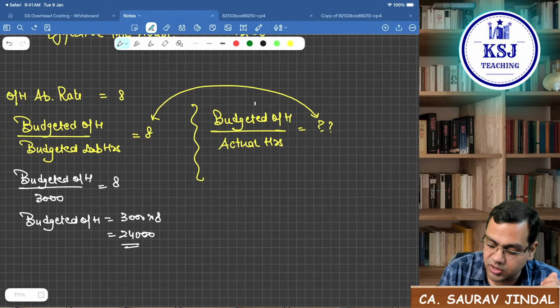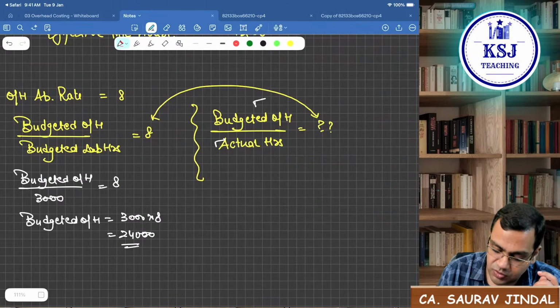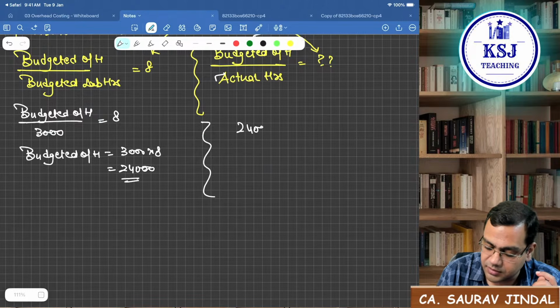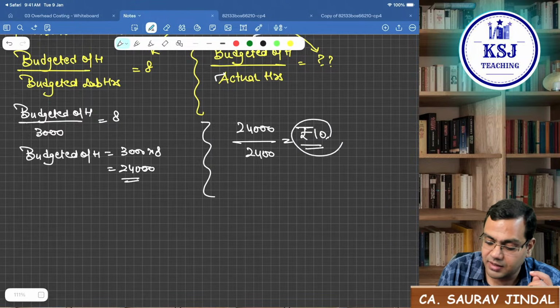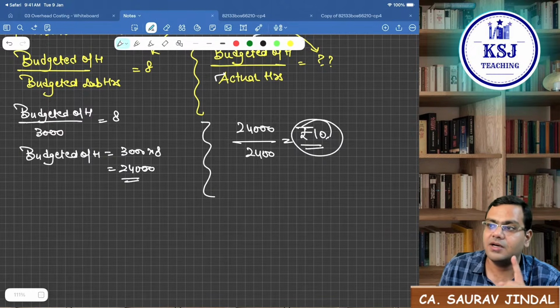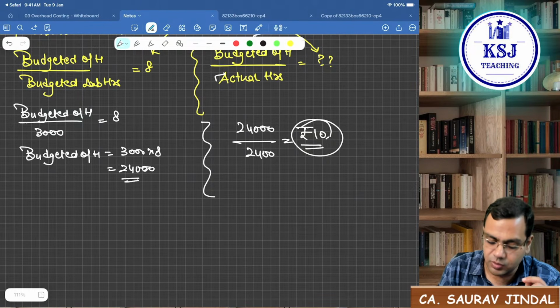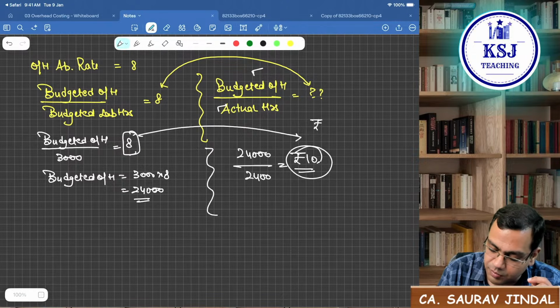Now, if you have the budgeted overheads, do you have the actual labor hours? Yes, sir. We have the actual labor hours, which is 2400. So can we calculate now? 24,000 divided by 2400. That means, based on the actual hours, your absorption rate should have been 10. But what is your absorption rate actually? 8. So the difference between the two, rupees 2, will be your supplementary rate.